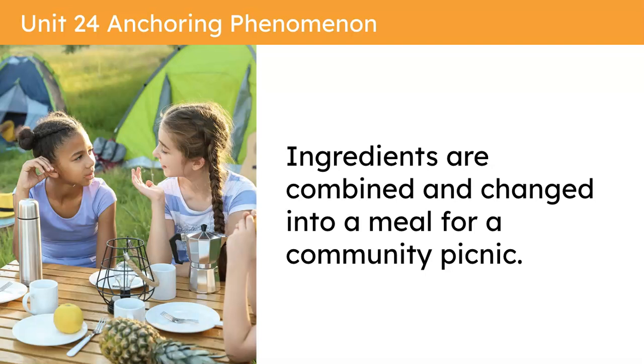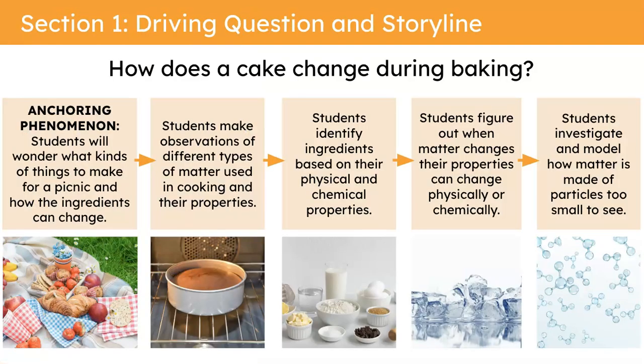The anchoring phenomenon is ingredients are combined and changed into a meal for a community picnic. This theme connects to students through experiences they might have when preparing foods for picnics or other social gatherings. After being introduced to the anchoring phenomenon, students may ask what happens to ingredients when they are cooked or prepared for a picnic. The driving question of Section 1 is, how does a cake change during baking?